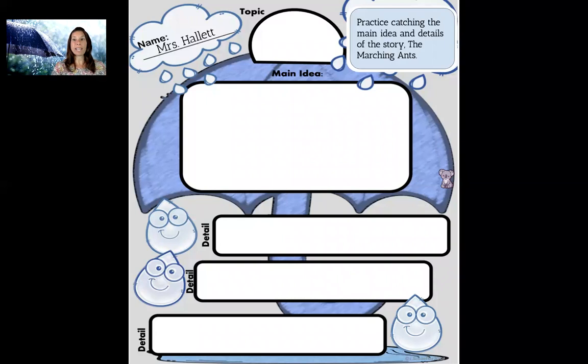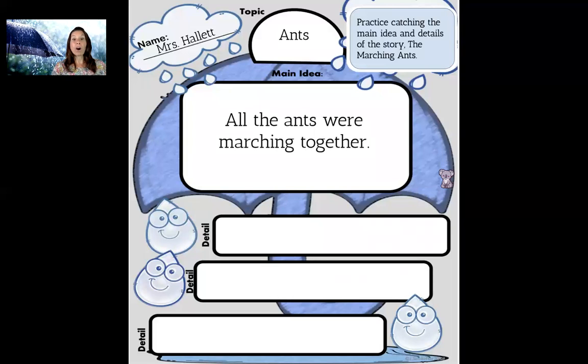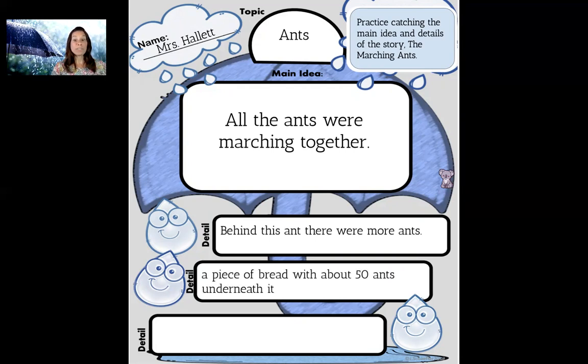Okay, so we're going to practice catching the main idea and details of the story, The Marching Ants. So, like we practiced, the topic was ants. The main idea was all the ants were marching together. And then I found 3 details that support that main idea. Behind the ant, there were more ants. A piece of bread with about 50 ants underneath it. And behind the piece of bread came a piece of carrot, and that was carried the same way. So that all showed that the main idea was the ants were marching together.